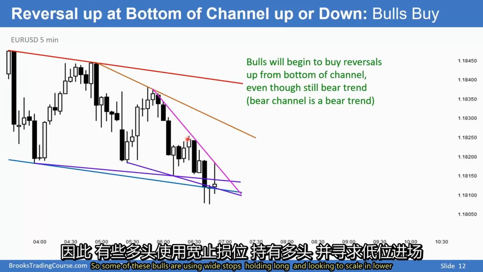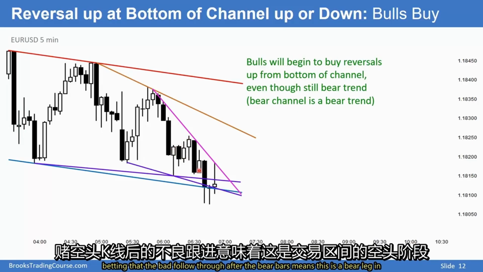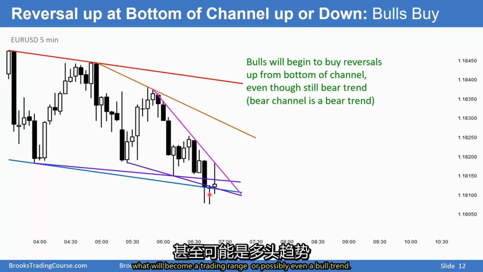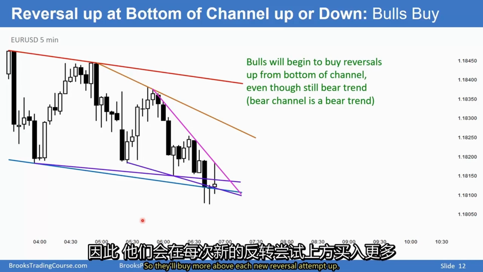So some of these bulls are using wide stops, holding long, and looking to scale in lower, betting that the bad follow-through after the bear bars means this is a bear leg in what will become a trading range, or possibly even a bull trend. So they'll buy more above each new reversal attempt up.